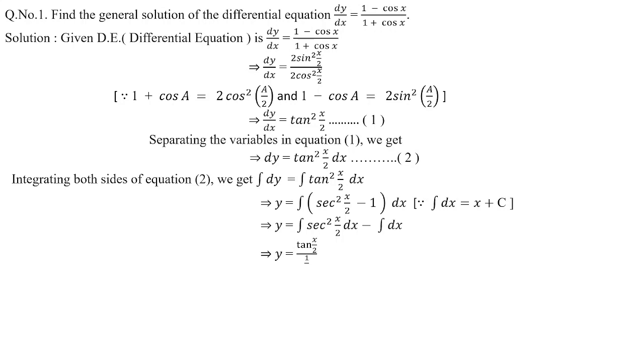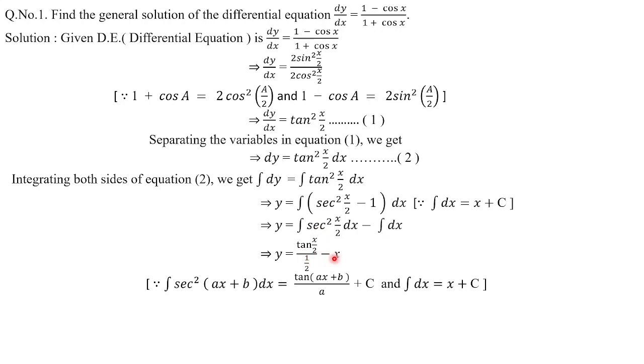Tan of (ax plus b) by a, and integral dx is equal to x only, because integral secant square of (ax plus b) dx is equal to tan of (ax plus b) whole divided by a plus c, and integral dx is equal to x plus c. By using these two integral formulae, we wrote these two terms in the RHS.